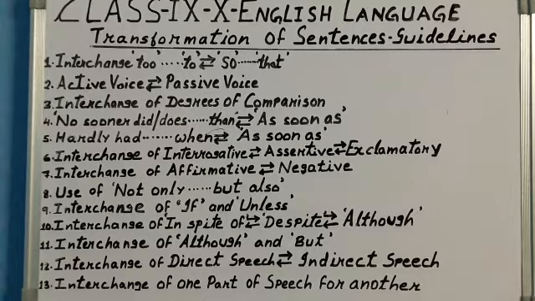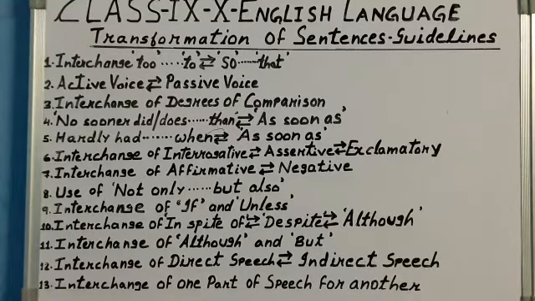Then comes the interchange of "in spite of", "despite" and "although". Suppose here the sentence, in spite of the cold weather, they went for a picnic. And you have to begin with despite. Despite the cold weather, they went for a picnic. How do you start with although? Although the weather was cold, they went for a picnic.